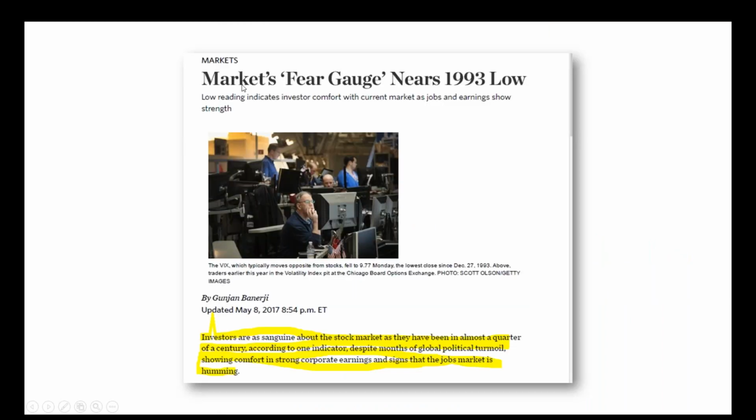I saw this market's fear gauge. Those of you who are familiar with the VIX index, which is the volatility index, says investors are sanguine, which means they're happy about the stock market, more relaxed about the stock market than they've been in almost a quarter of a century, in 25 years, according to one indicator, which is the VIX. Despite months of global turmoil, showing comfort in strong corporate earnings and signs that the job market is humming. So things are great, right?